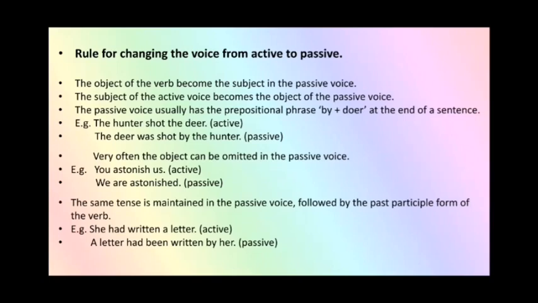The same tense is maintained in the passive voice, followed by the past participle form of the verb. For example, she had written a letter. This is the active voice. So when we change it, a letter had been written by her. We have added "been" in this, followed by the past participle form, to maintain the tense of the sentence, that is, "had".